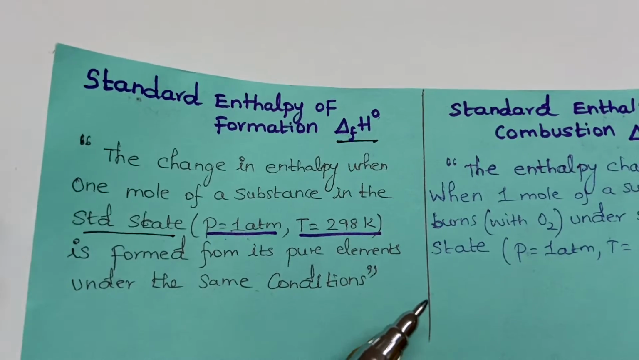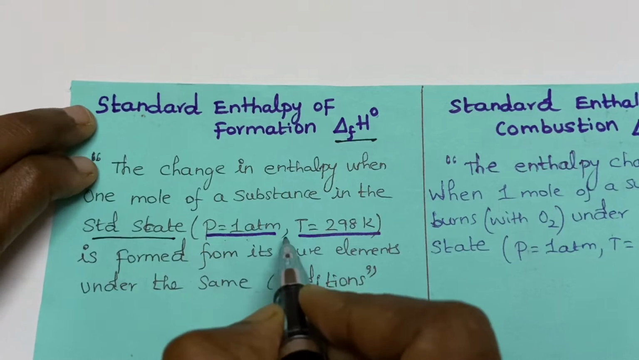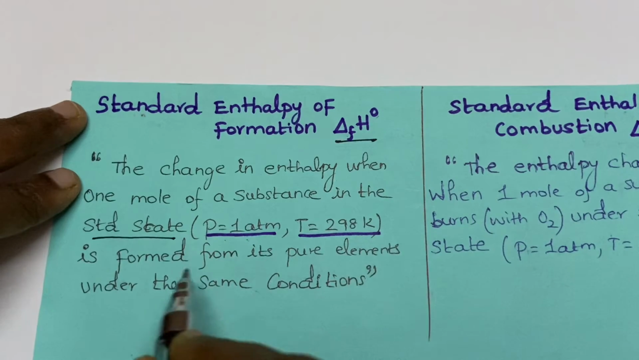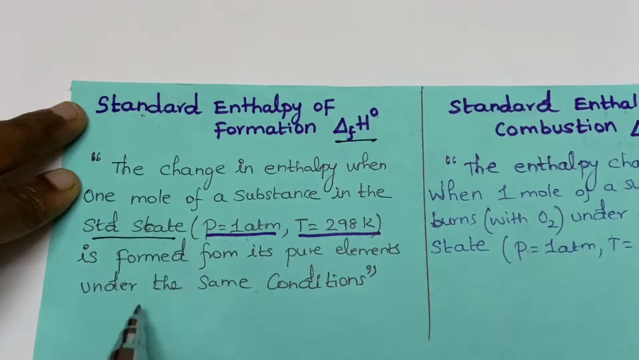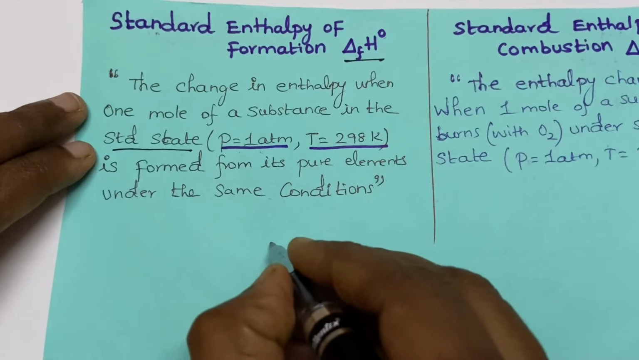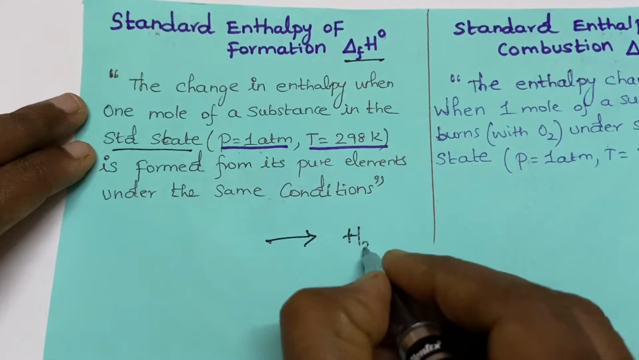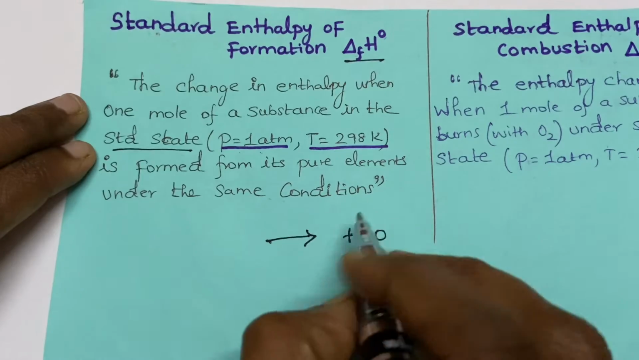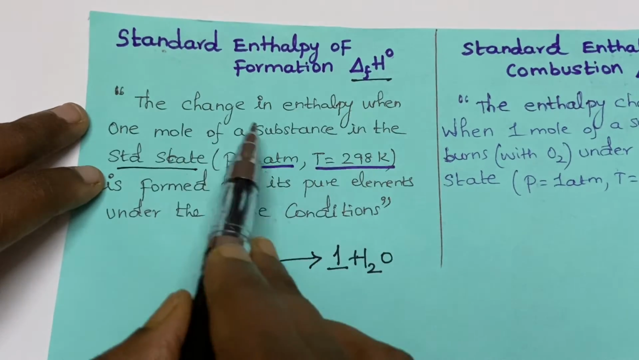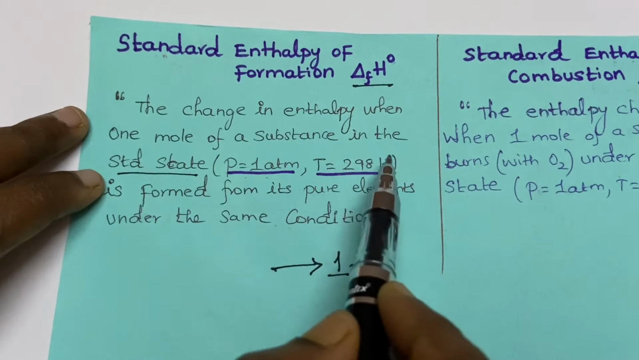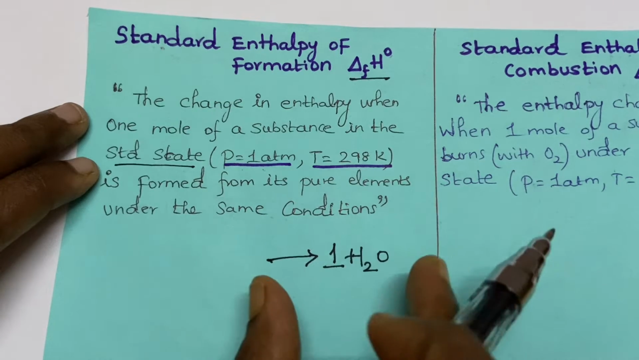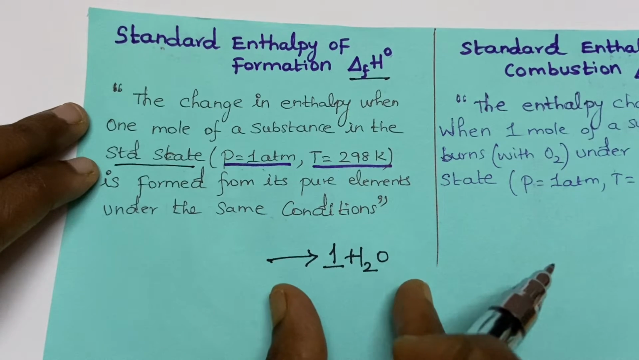So what is the standard state, students? It is when the pressure is equal to 1 atmosphere and the temperature is equal to 298 Kelvin, from pure elements under the same condition. So what does it mean? Suppose you have to prepare water, then you can prepare only 1 mole of water. The change in enthalpy when 1 mole of a substance is formed. So I am going to prepare water, and that should be 1 mole, so I am writing it on the product side.